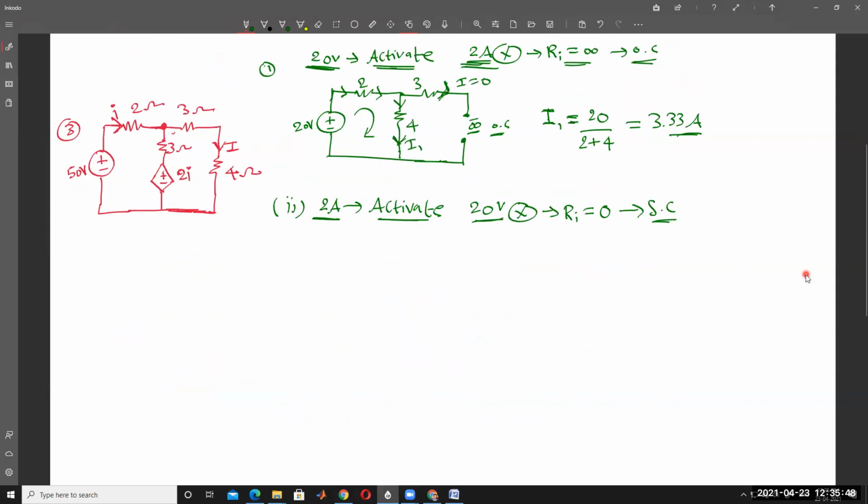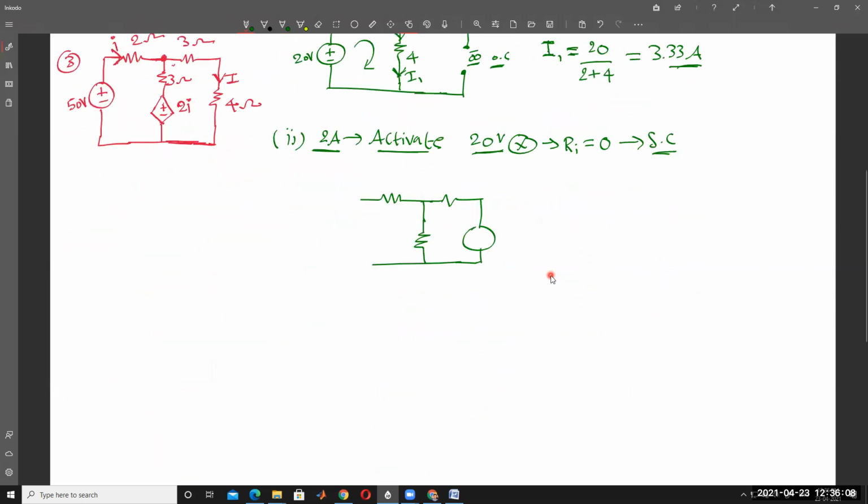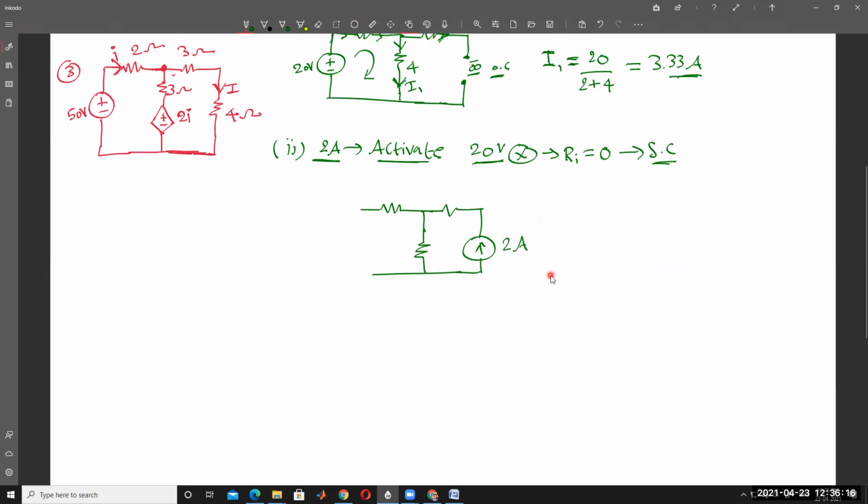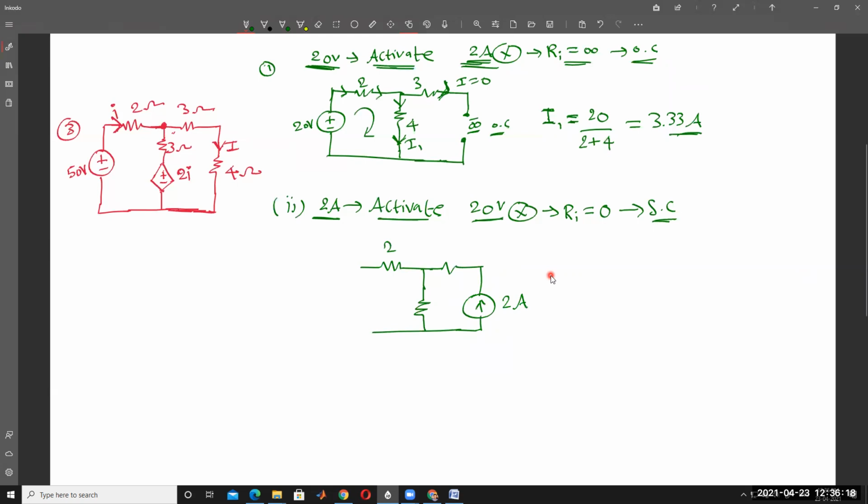Then what is the network here? Here 2 ohms, and here 3 ohms, and this is the 4 ohm. And here is the current source, activated. What is its direction? Upward direction. That's why the 2 amps current source is in this direction. 2 ohms here, 3 ohms here, 4 ohms here, and assume this current is I2.